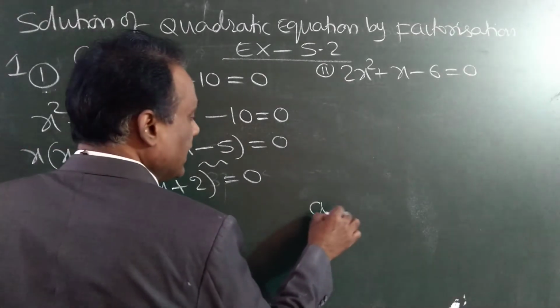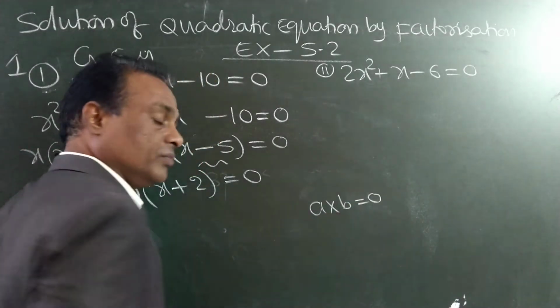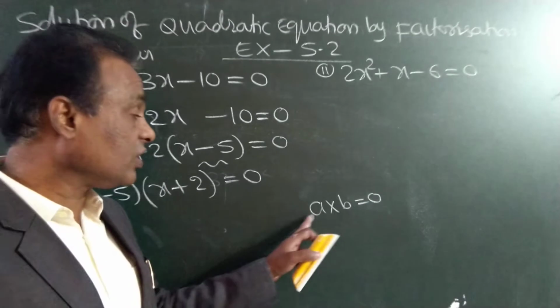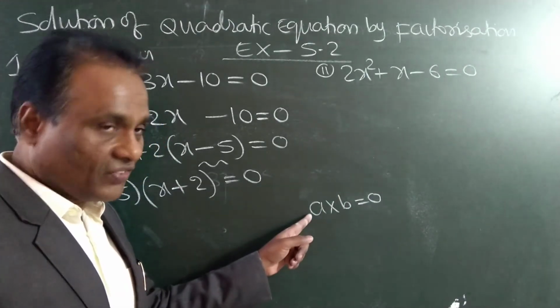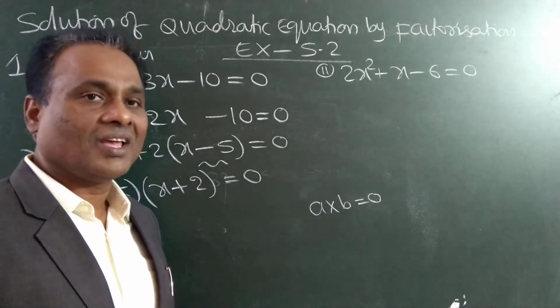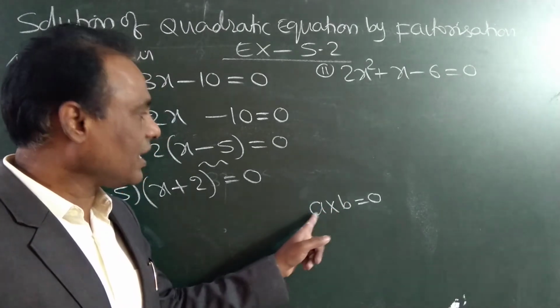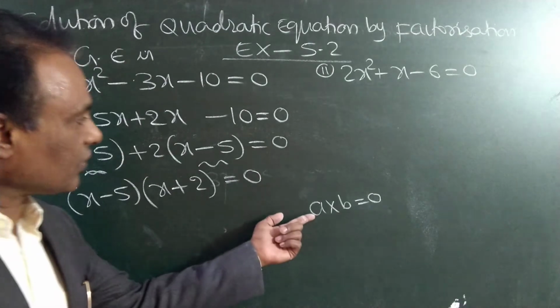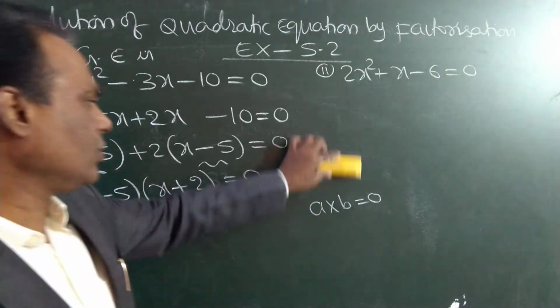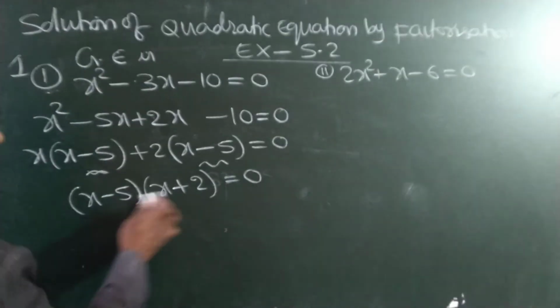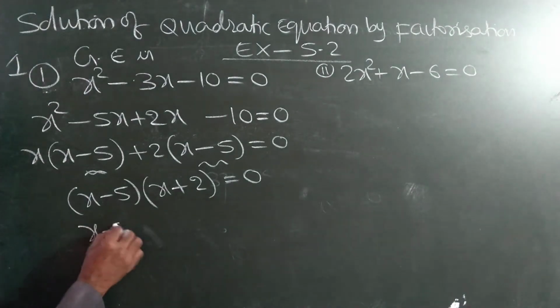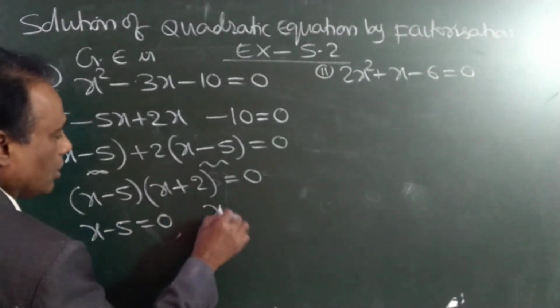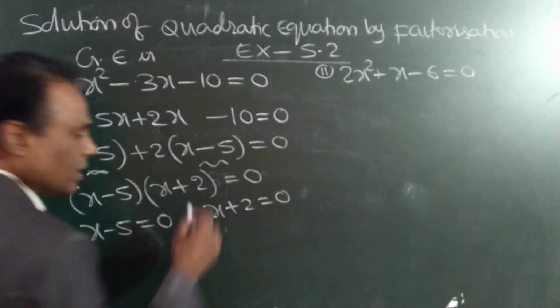Suppose a into b is equal to 0. A into b equal to 0 means which should be 0? If a is 0, 0 into b is 0. Or if b is 0, 0 into a is 0. That means if the product is 0, we don't know whether the first one or the second one is 0. So if this product is 0, then x minus 5 may be 0 or x minus 2 may be 0.